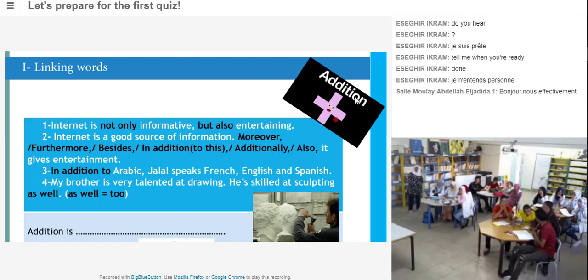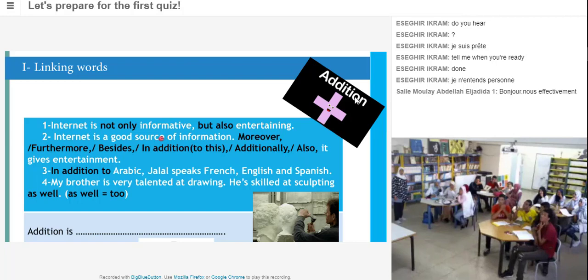Okay, so I have written some examples here to illustrate the linking words for addition. Internet is not only informative but also entertaining. So here I'm giving two different ideas about the internet. Number one, it's informative. That is to say, it gives information. Number two, it is a means of entertainment. It means you can watch film, listen to music, play games in your free time. And this is what we mean by entertaining.